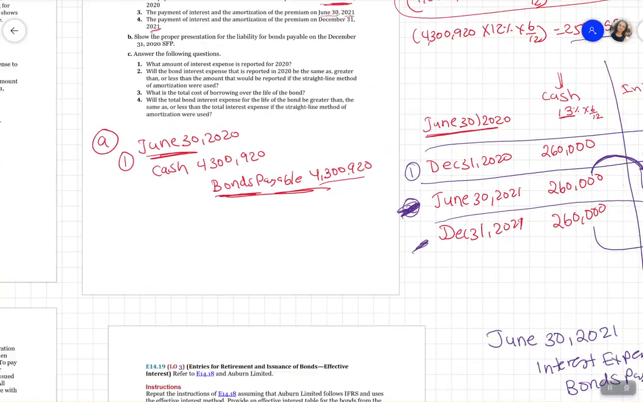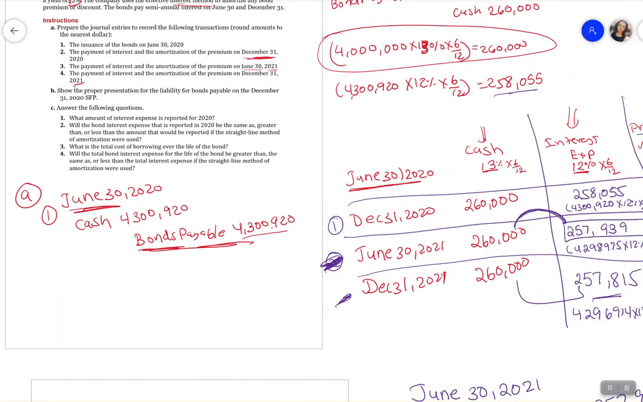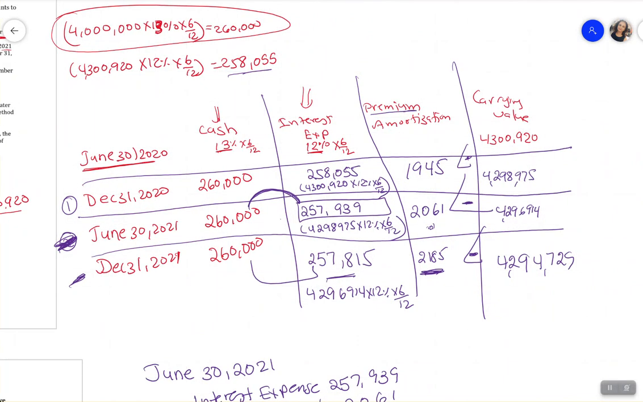So what we are going to do next is what the question is asking us to do. B. So we have to answer B. So let's answer question B. Show the proper presentation for the liability for the bonds payable on December 31st, 2020. So what the question is asking is, what should the bond be recorded at on December 31st? Your bond should be reported at a carrying value. That will be your 4,298,975. So the question is asking how the bond should be reported on your balance sheet.